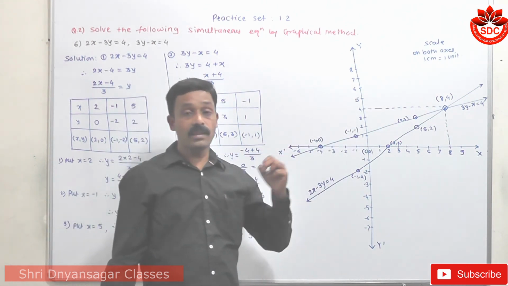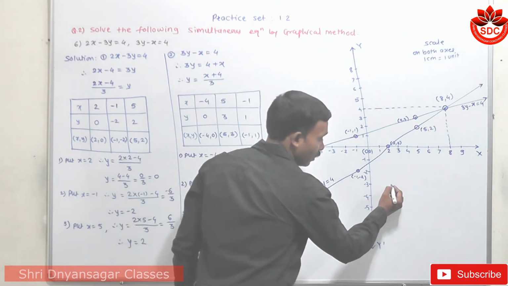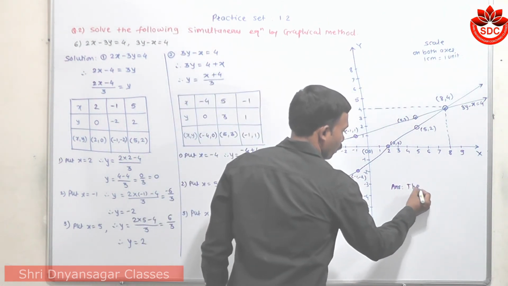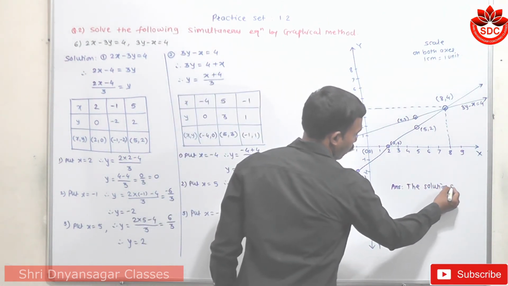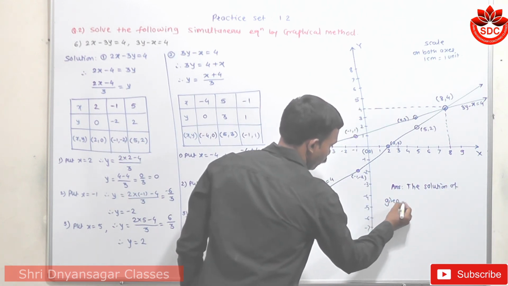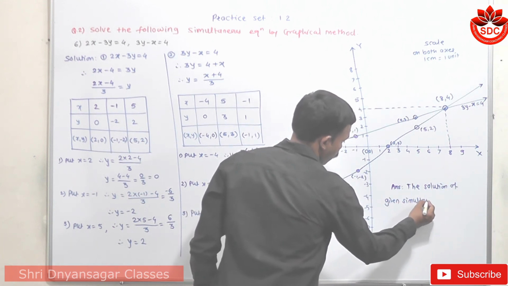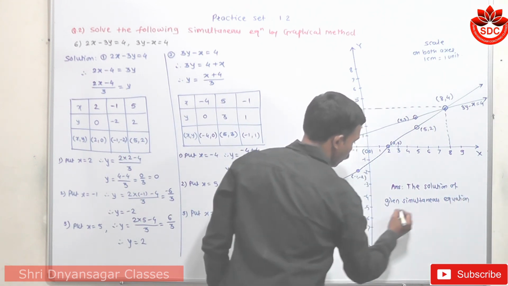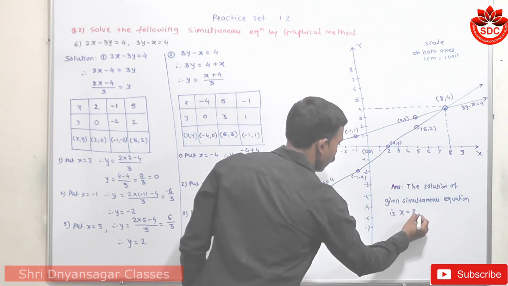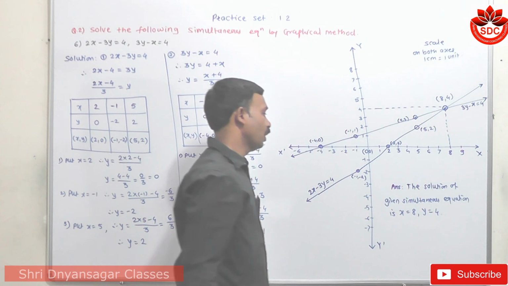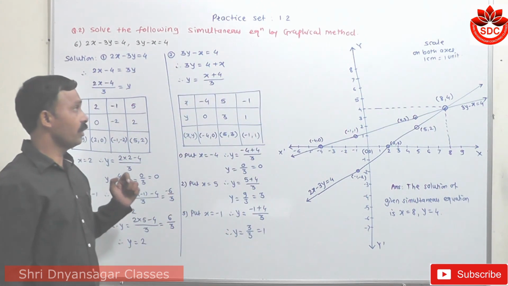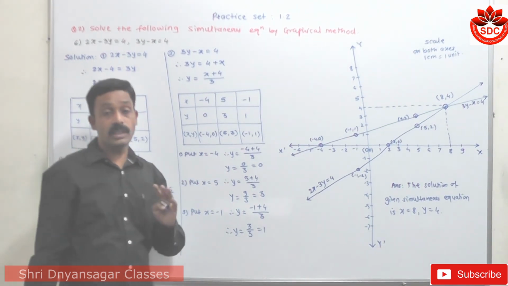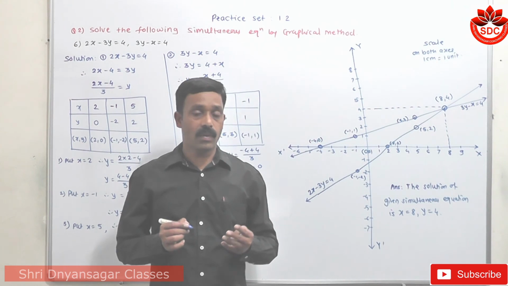So I will write the answer in a full sentence. Here I will write the answer of question number 6. The solution of the given simultaneous equations is x is equal to 8 and y is equal to 4. Student, can you understand these two questions? Now student, these are very important questions. One question can be asked in your examination for 4 marks.